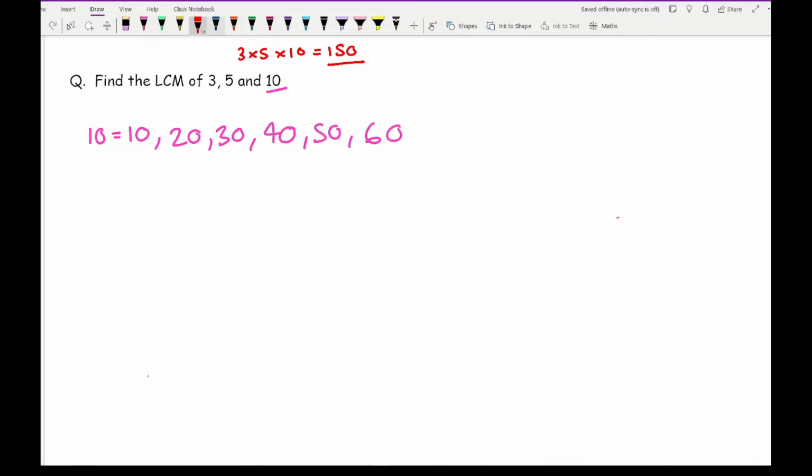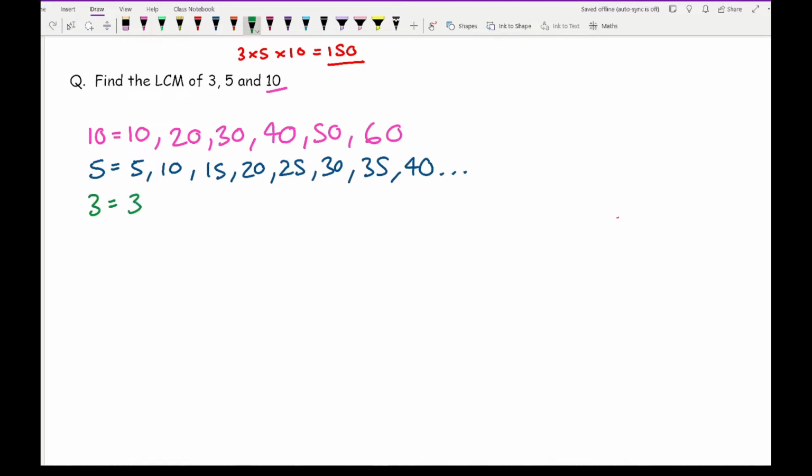Then if I move on to the next biggest, which is 5, I just do 5, 10, so 10 appears in both of those, then 15, 20, 25, 30, 35, 40. So basically any number that ends in a 5 or a 0 is going to be a multiple of 5, and any number that ends in a 0 is going to be a multiple of 10. So then move on to 3. Again, I'm going to stop whenever I finish on a number that either ends in a 0 or ends in a 5.